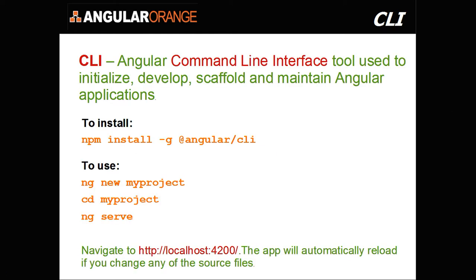Okay, CLI is Angular's command line interface tool used to initialize, develop, scaffold, and maintain Angular applications. To install it, you could just do an npm install -g for global Angular CLI. And to use it, you could do an ng new my project name and generate a project.